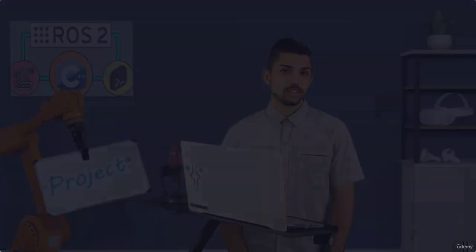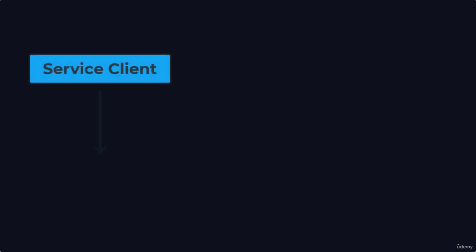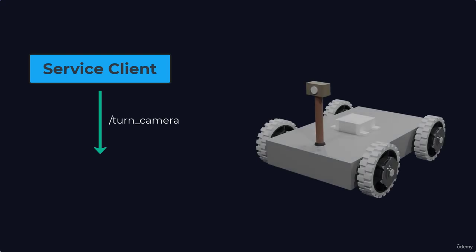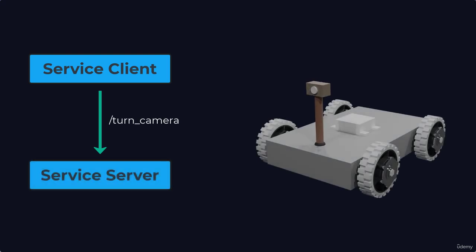For this project, you will make two nodes. One node acts like a client, which sends a request of an angle to a robot to turn a camera, and another node takes in the request and sends back a response, which will be an image the robot takes after moving the camera to the angle specified.